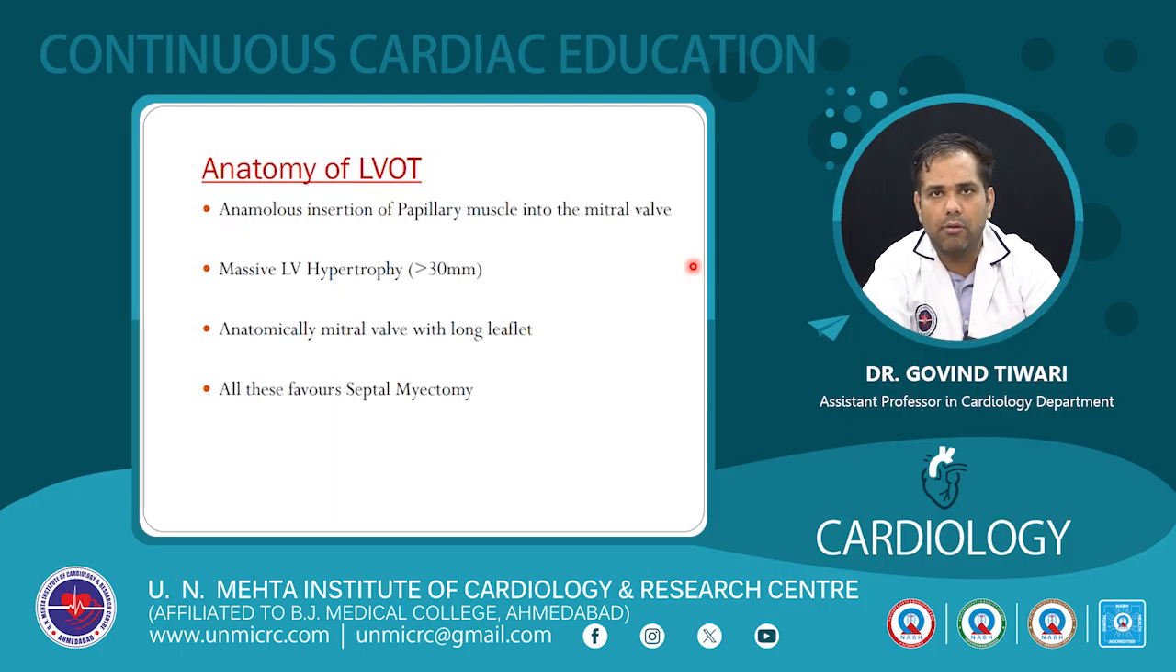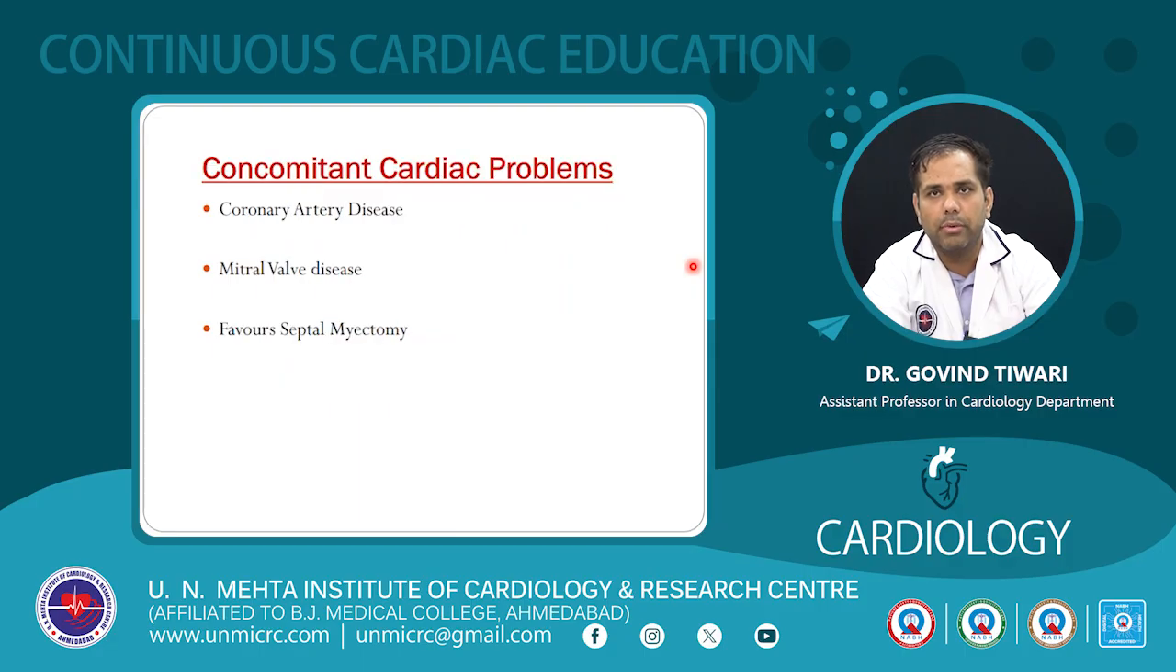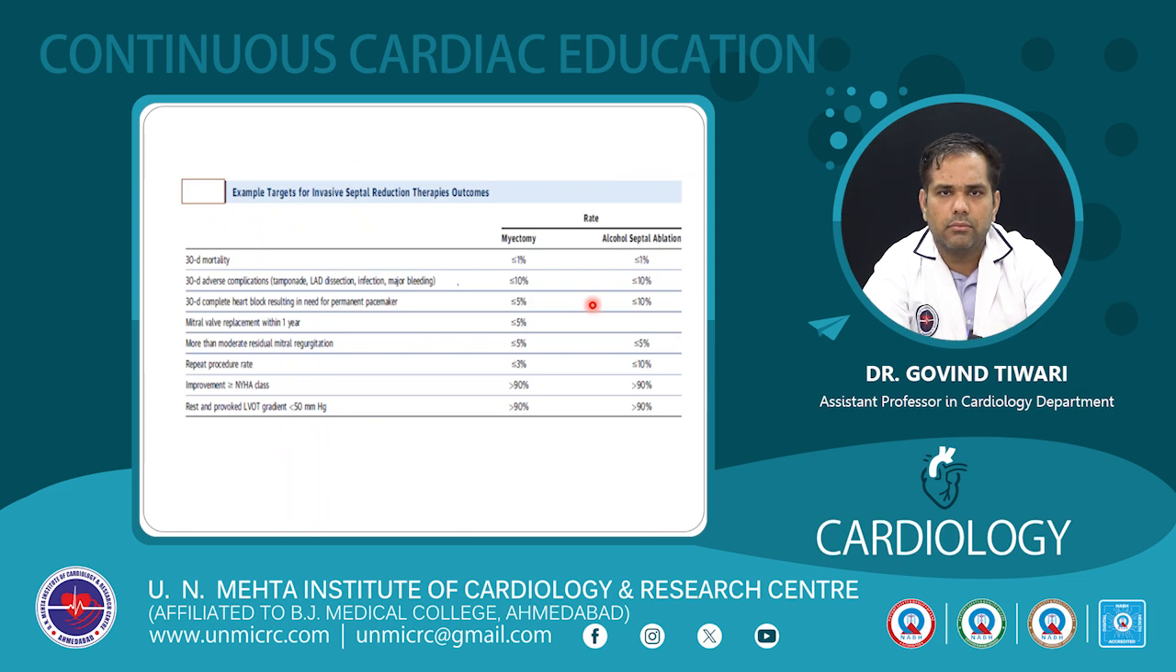Anatomy of LVOT: anomalous insertion of papillary muscle into the mitral valve, massive hypertrophy, anatomically abnormal mitral valve with a long leaflet. All these favor septal myomectomy. Concomitant cardiac problems such as coronary artery disease, mitral valve disease favor septal myomectomy. So comparing alcohol septal ablation and myomectomy, you can see it's almost similar, except permanent pacemaker implantation and repeat procedure rate are much more required in alcohol septal ablation. Otherwise, both have equivalent results.